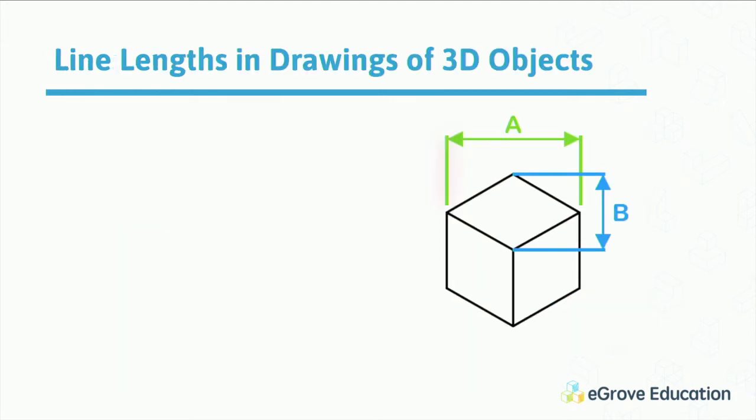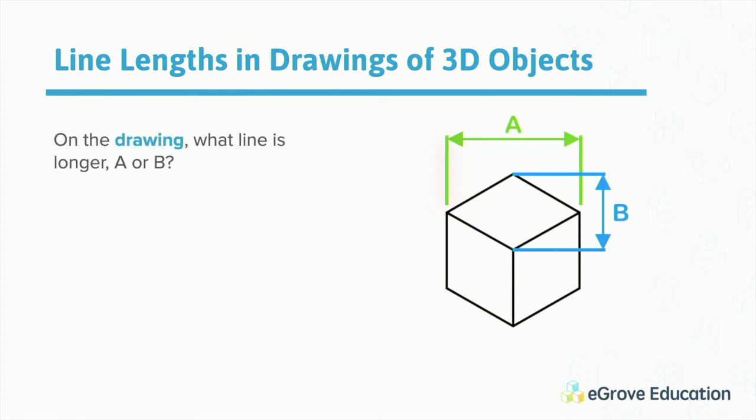So one thing I want to mention about the length of lines in drawing 3D objects, okay? So here we have a 3D cube, and you can see that I'm pointing to the dimensions of the diagonals of the cube. So on the drawing, which line is longer? Is line A longer, or the distance between the two endpoints of B longer? So it looks a little skewed in this isometric, right? It looks like A, the distance between the two corners representing A, is longer.